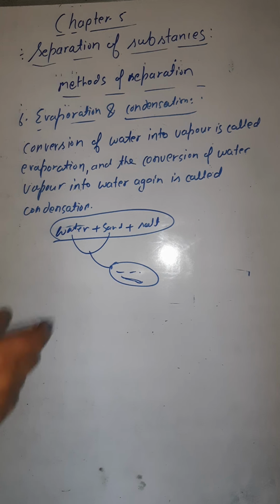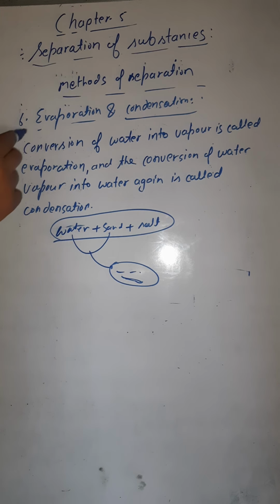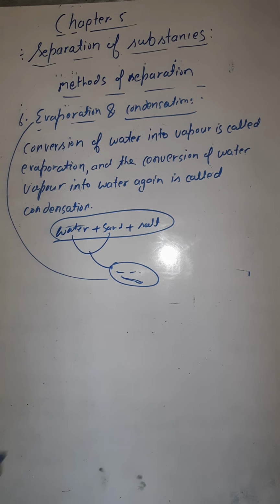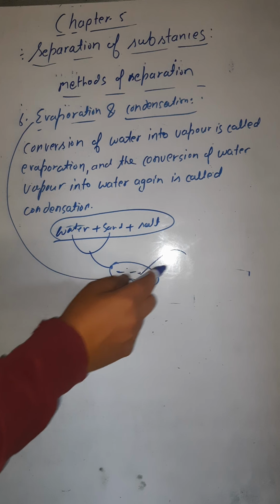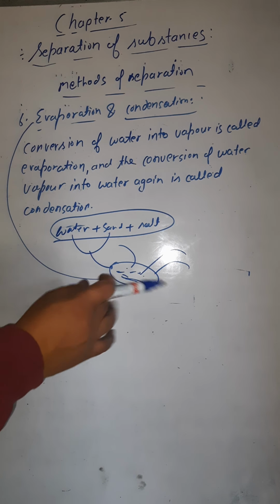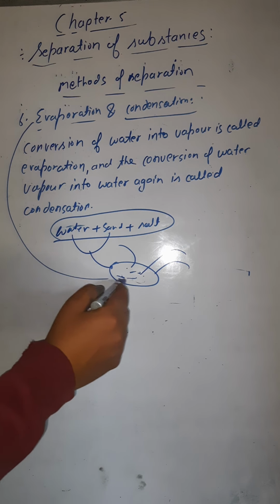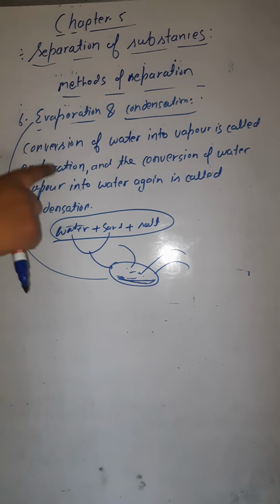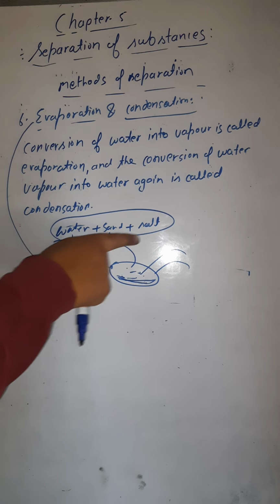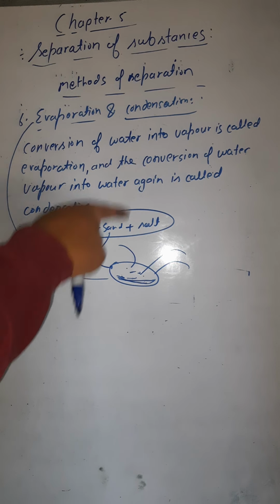Here we are using the process of evaporation. Due to evaporation, the water gets evaporated. Now what would be left behind? Only the salt would be left behind. So this is the process. By the process of sedimentation and evaporation, we can separate water, sand and salt.